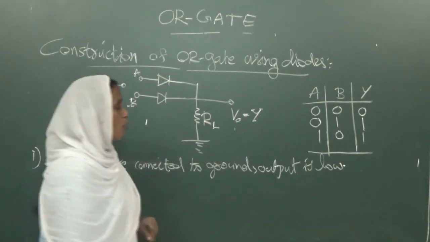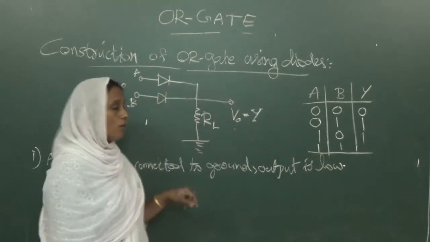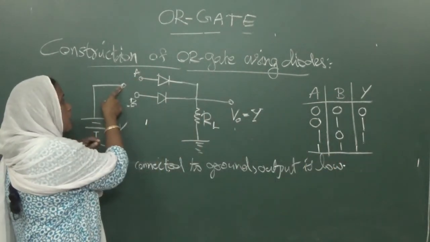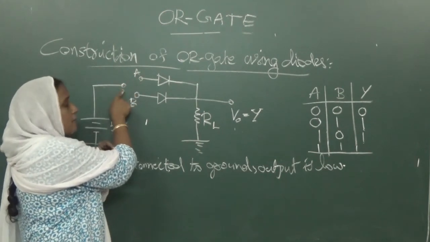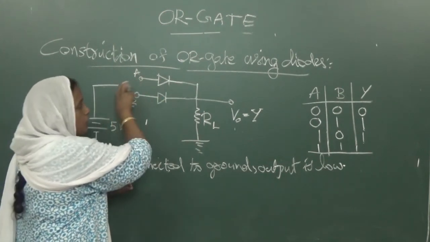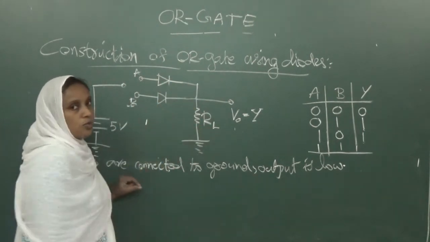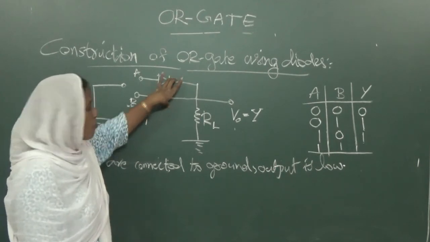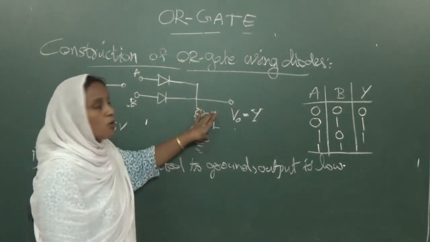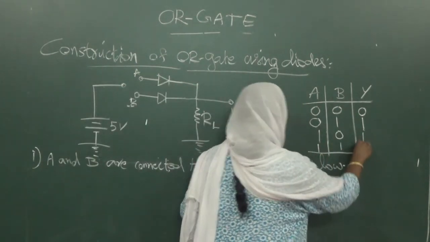Now comes the last case, 1, 1. What happened then? If both inputs are connected to this point plus 5 volt, both A and B connected to plus 5 volt, these two diodes conduct and there is current flow through this load resistor. Since these two diodes are parallel, the voltage drop across this load resistor is also as earlier. It is high.